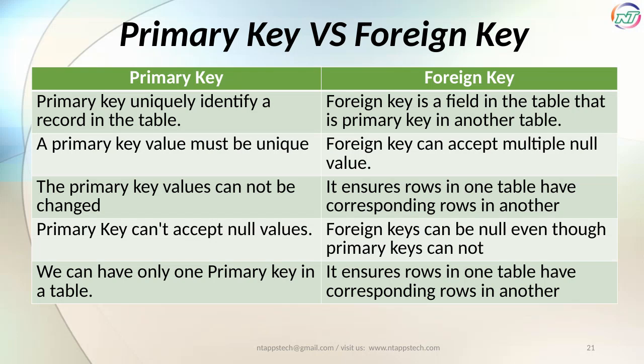A primary key uniquely identifies each record in a table and must always have a unique value, with no nulls allowed. You can only have one primary key in a table, and its values cannot be changed once set.